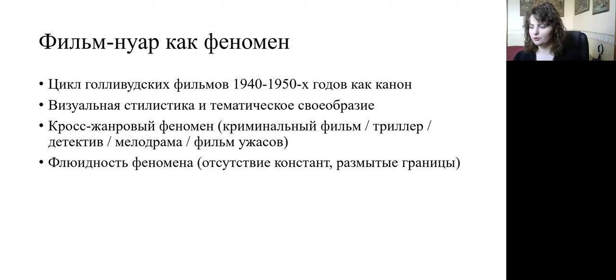Indeed, they can be stories of murder, stories of crimes that can be performed not by gangsters, not by the mafia, but by the most common people, including representatives of the middle class. So these films are about the nature of murder and why people undertake murder. So this is a cross-genre phenomenon, and it has features of a criminal film, a thriller, a detective story, a melodrama.